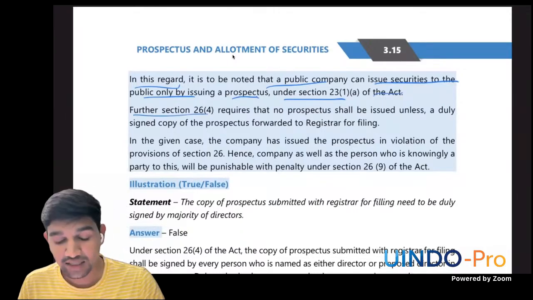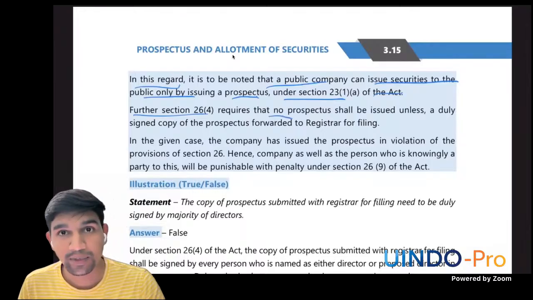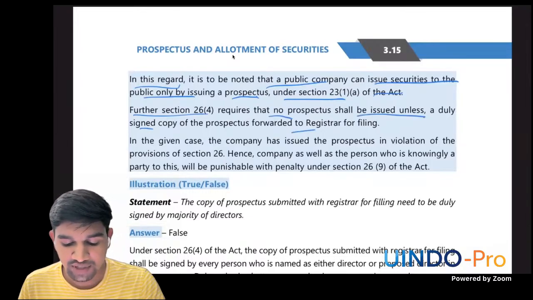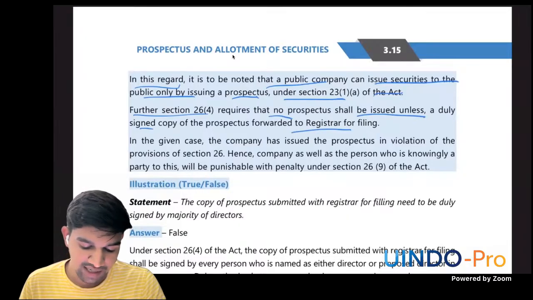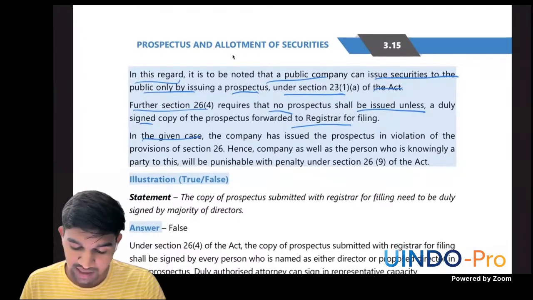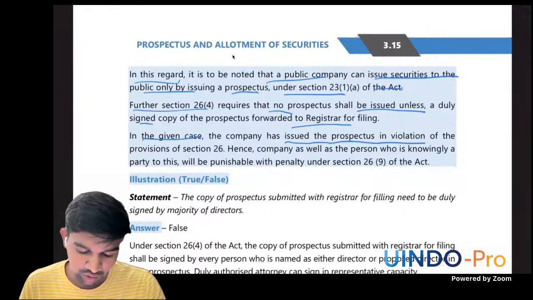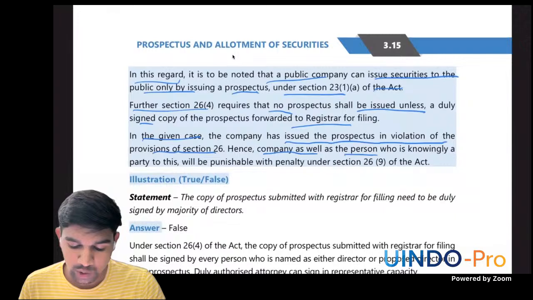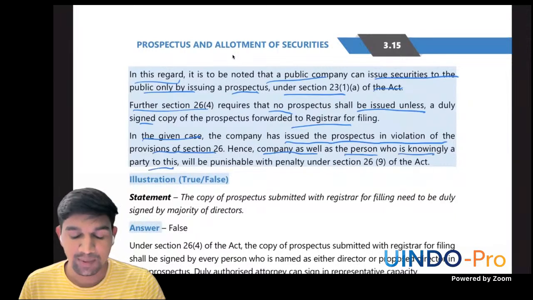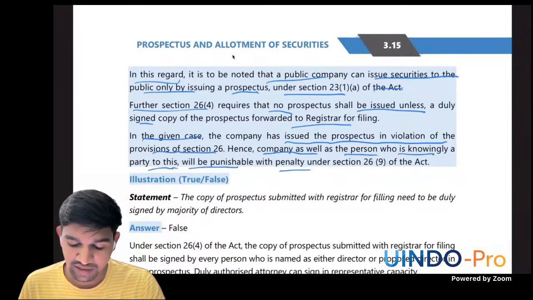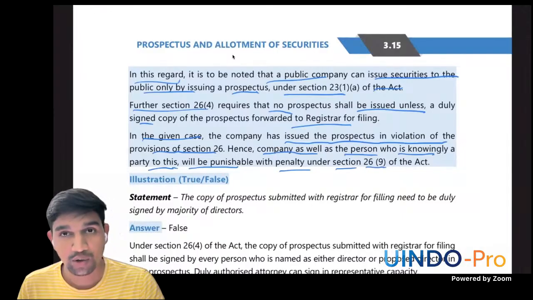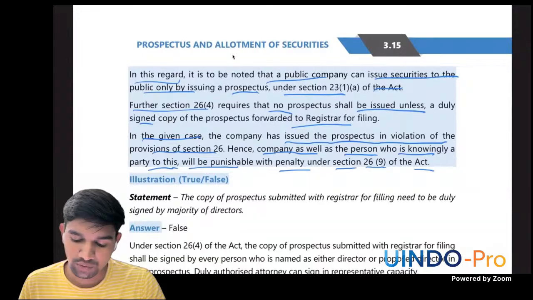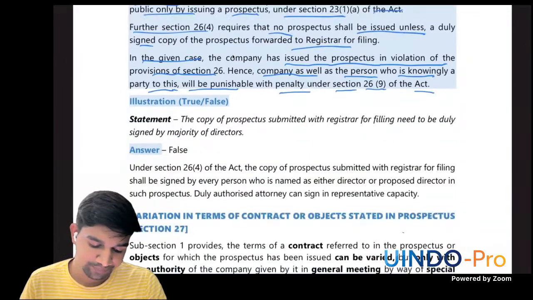Further, Section 26, subsection 4 requires that no prospectus shall be issued unless a duly signed copy of the prospectus is forwarded to the registrar for filing. In this case, the company has issued the prospectus in violation of the provisions of Section 26. Hence, the company as well as the person who is knowingly a party to this will be punishable with the penalty under Section 26, subsection 9 of this Act, with a fine of rupees 50,000 to 3 lakh rupees.